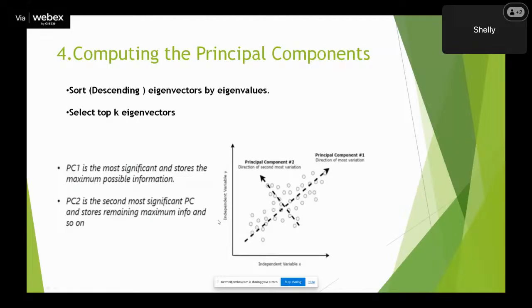So if you see that this is the direction of the most variation for principal component 1, and for principal component 2, the direction of the second most variation is around this one. Now, what you do is sort. Usually we sort the eigenvalues of those new principal components that we have calculated in descending order, and then we select the top k eigenvectors, right? So we had PC1, PC2, PC3, PC4, and PC5, and we just select the top k eigenvectors from that.